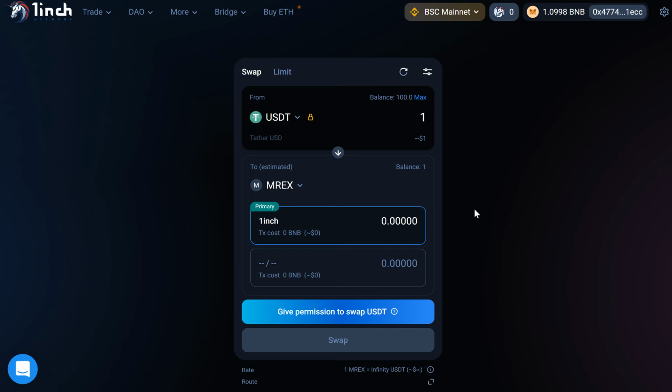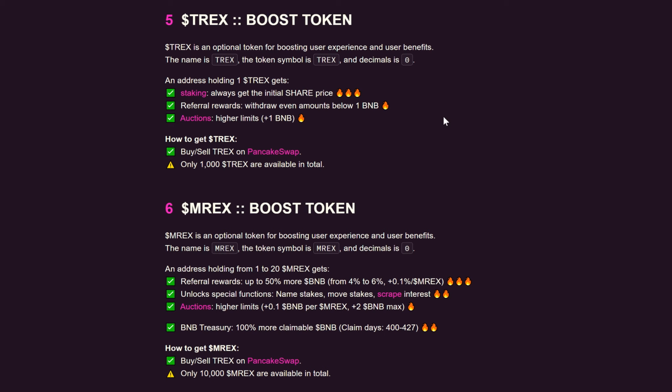Now, the benefit of both of them is, one, again, with a TREX, you get the most shares, which will get you the most interest. MREX allows you to move your stakes or scrape your interest, which is where you can, in a way, cash out. And of course, auctions, if you were to participate in auctions because you find that very valuable, because you may get hit with big payday and essentially your investment is free, then MREX is great because that increases your auction amount by an additional 2 Binance coin.